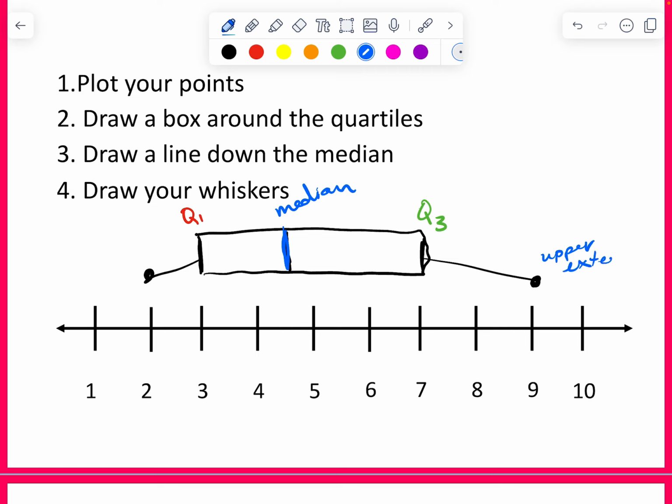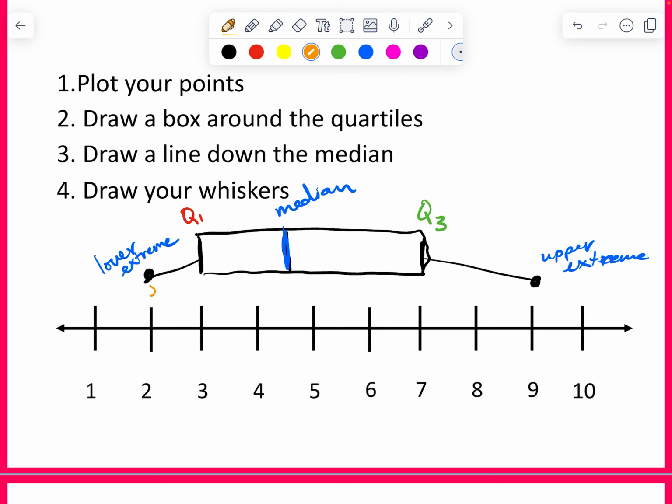Upper extreme, lower extreme. And if I were to put all my data back into this, it will fit so that it's a fourth, a fourth, a fourth, a fourth. So let me show you what I mean by that.